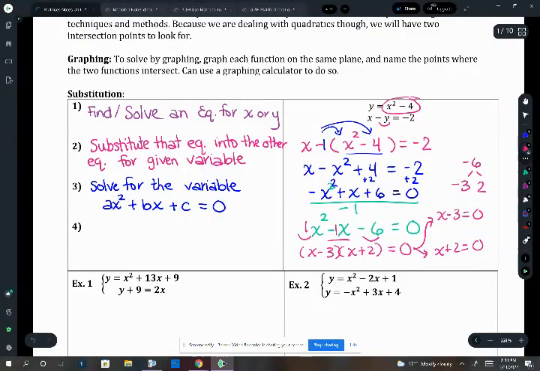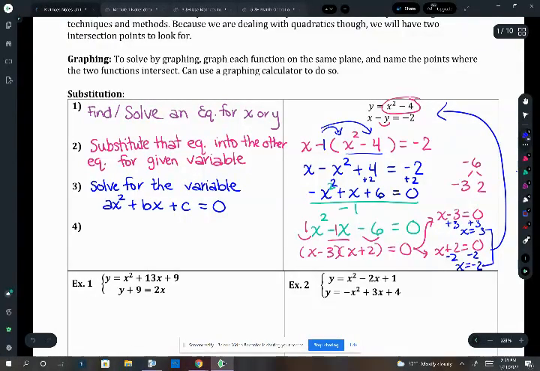And then we're going to solve. We add 3 to both sides, so we get x equals 3. We subtract 2 from both sides and get x equals negative 2. So we solve for the variable. These are my two x values. We're going to take them up and plug them into our equation and solve for y.